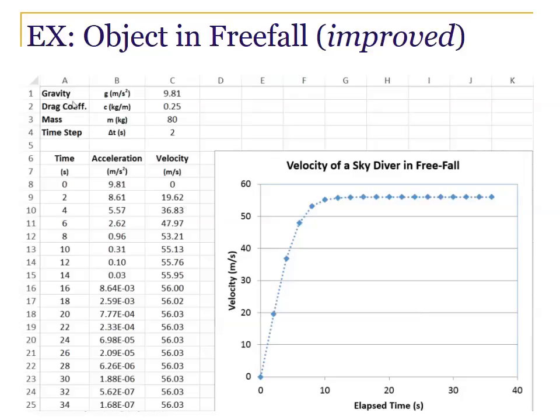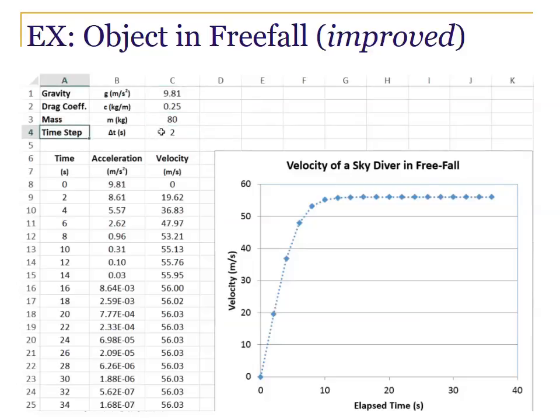First of all, I'll declare some of my constants. I have parameters. Gravity, acceleration is a constant, 9.81 meters per second squared. My drag coefficient is a constant, and I'll use some engineering judgment and set that as 0.25 kilograms per meter. The mass would be of a person. I'll use engineering judgment there and set about 80 kilograms. And then the parameter of time step.